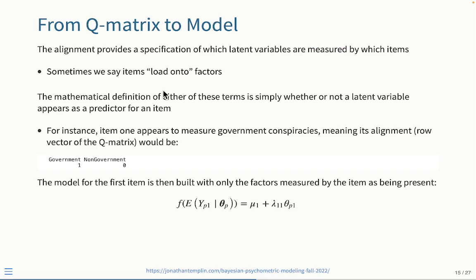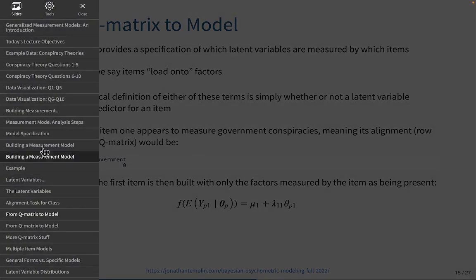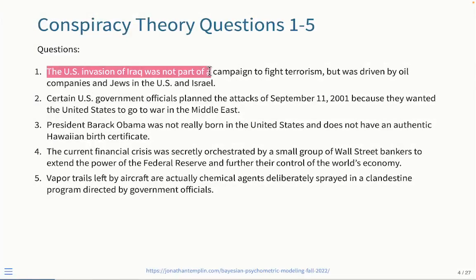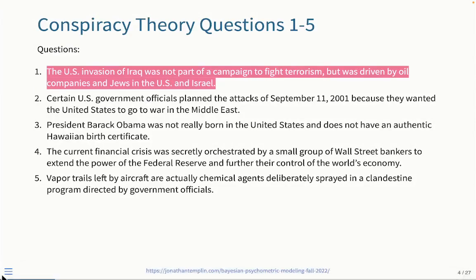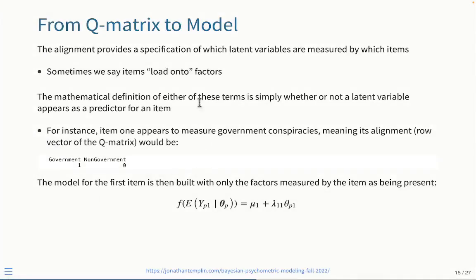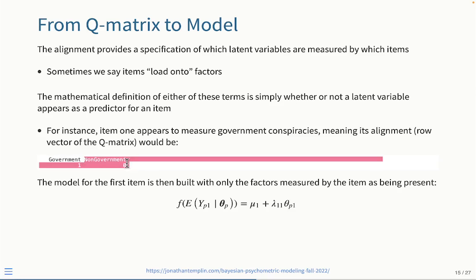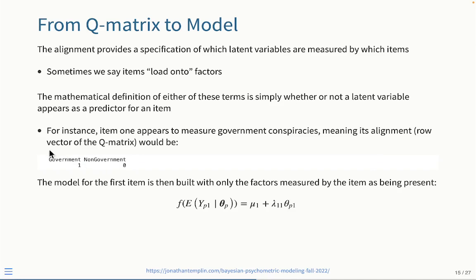So the mathematical definition of either of these terms is simply whether or not a latent variable appears as a predictor for an item. That's it. That's what the Q matrix is trying to govern. So if we take that first item, going back to it right here, the US invasion of Iraq was not part of a campaign to fight terrorism, and so on. We move on down to our Q matrix entry for this item. Because it talks about the US government or the US invasion, implying the government, you could put a 1 there for the government, saying this item measures trust in the government, whereas you could put a 0 otherwise for non-government agencies. So the Q matrix then implies that the item only measures the government factor.